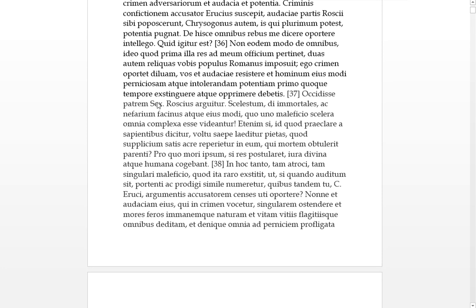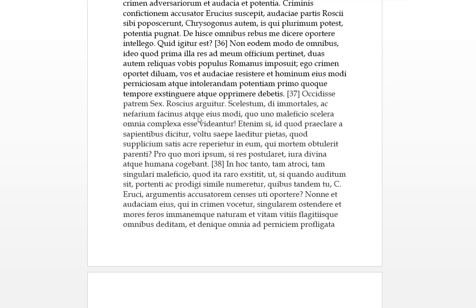Occidisse patrem Sextus Roscius arguitur. It is argued, Sextus Roscius in the nominative, to have killed, arguitur is a head verb, so it's taking the infinitive. He has killed his patrem, his father. Scelestum, it usually means a scoundrel, but I think it's a bit stronger here. Di immortales, so immortal gods. This crime and nefarium facinus, this is a nefarious crime or deed.